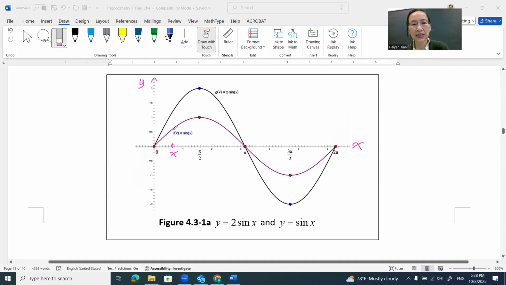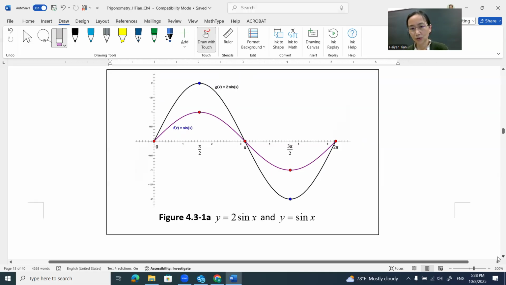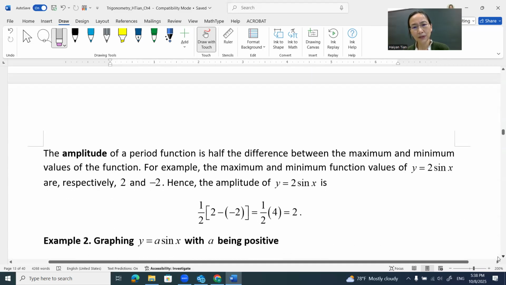And for each given x, if this is sine x, and 2 times the sine x is always twice the sine x for whatever x. So that is why we got this vertically stretched version. So we get the graph of 2 sine x. What if it's a half?